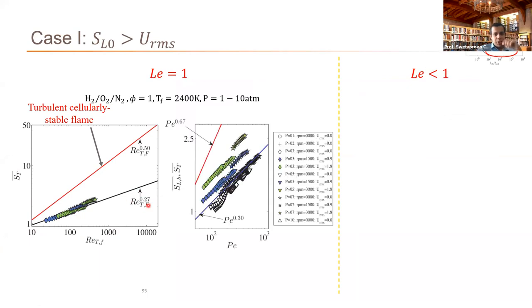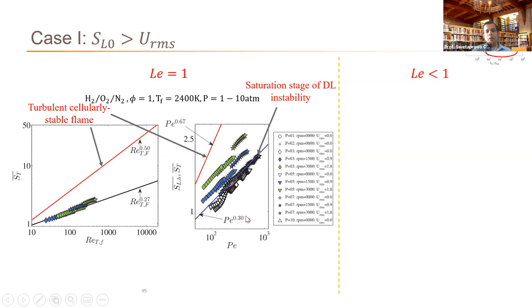Okay. And which saturates to about 0.3, as we discussed, in the Peclet number between 100 to 1000. And this 0.3 is much, much lesser than the 0.67 exponent that is expected for the turbulent flame speed. Okay. So in this regime, when SL naught is greater than URMS, you can see that it is purely Darrieus-Landau instability that is dominating. All right? So SL naught greater than URMS is purely dominated by Darrieus-Landau instability.